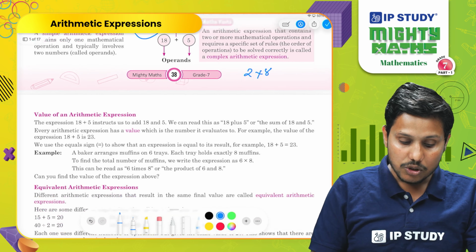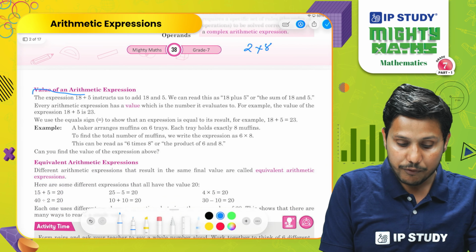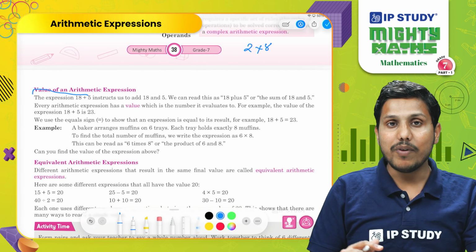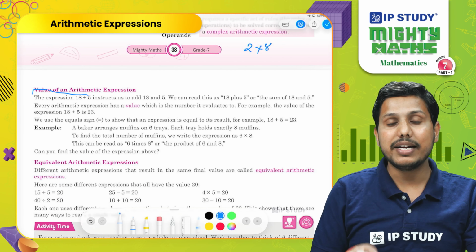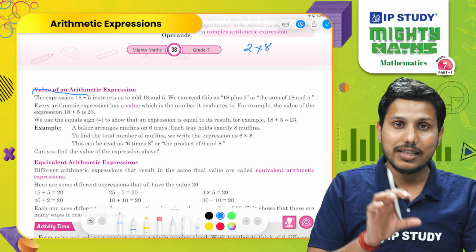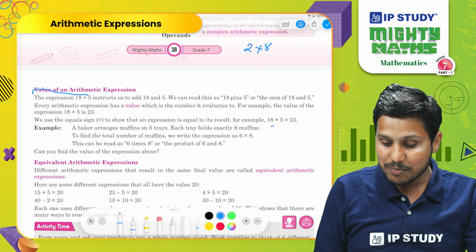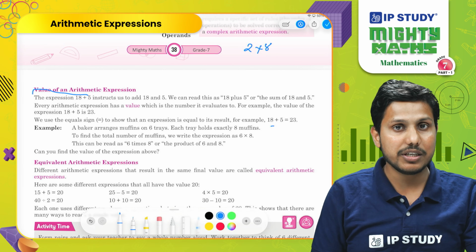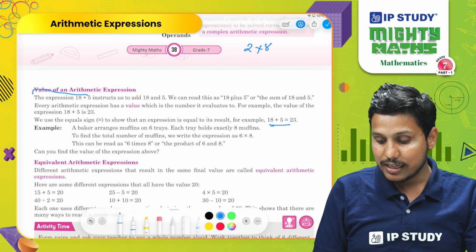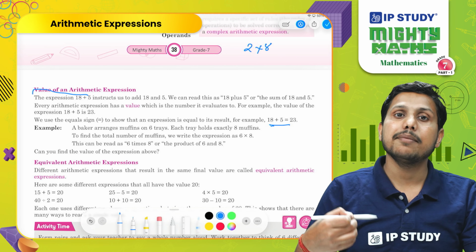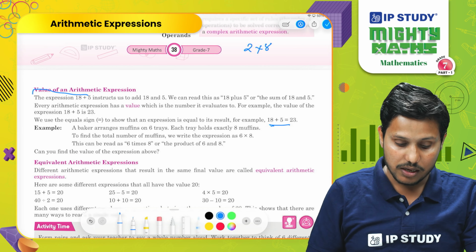Okay. So, next is the value of an arithmetic expression. When we solve an arithmetic expression, based on what operation it has and what numbers it is using, we get a value, and that value is called the value of an arithmetic expression. Like if you have 18 plus 5 as an arithmetic expression, then we can write its value as 23, because 18 plus 5 will be 23.